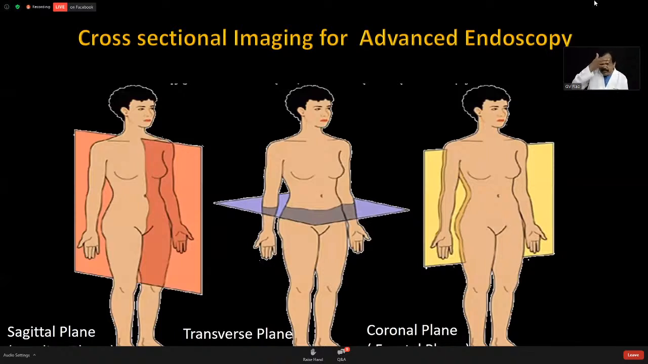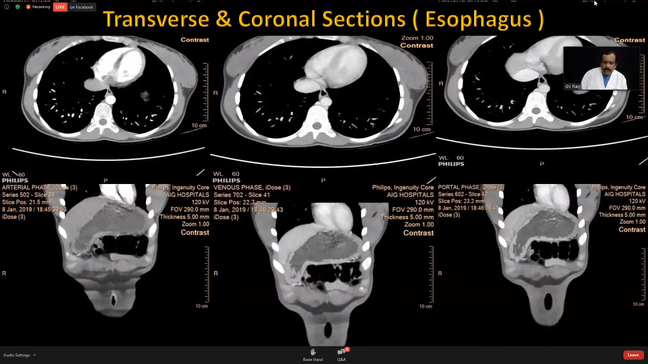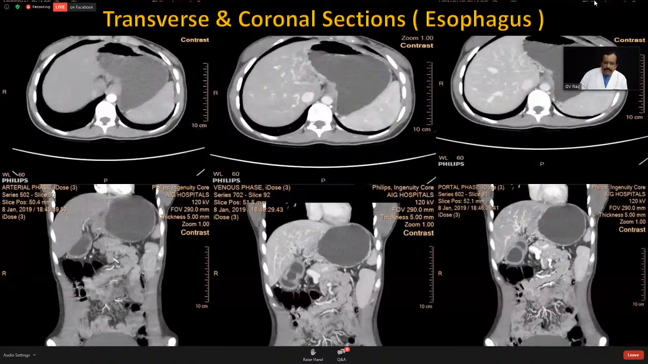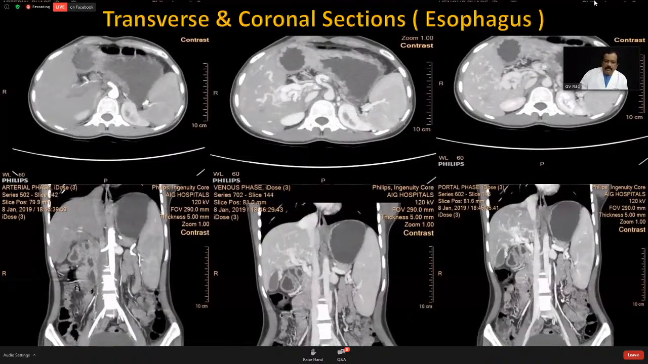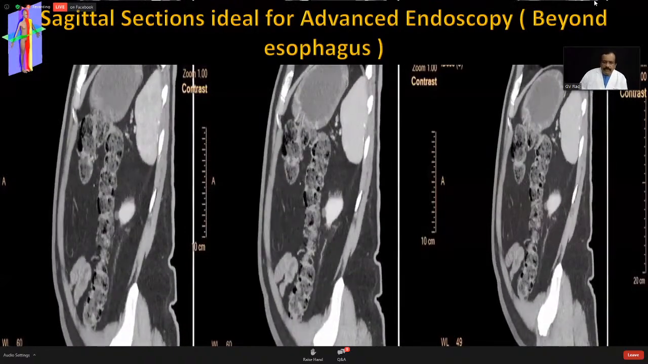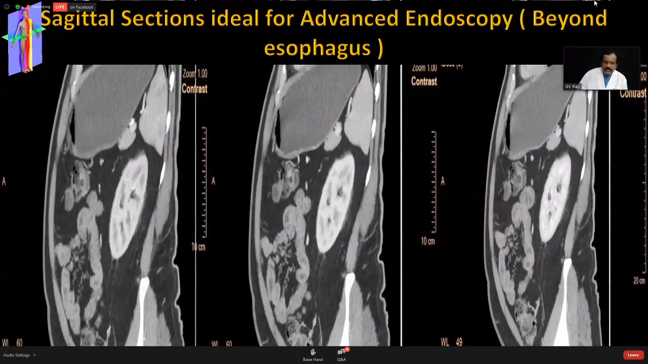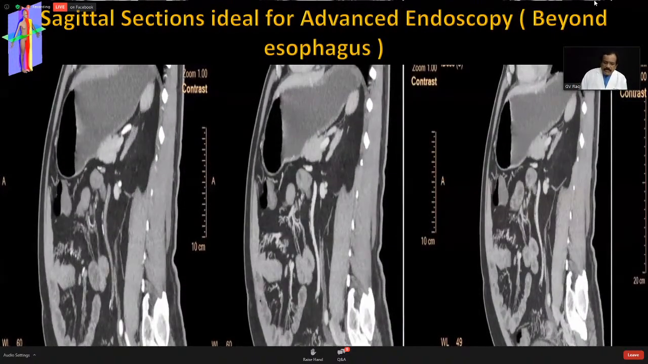Likewise, for cross-sectional imaging for advanced endoscopic procedures, we have the sagittal plane, the transverse plane and the coronal plane. Transverse and coronal sections for the esophagus are very good because we will be able to know the relations of the various pathologies that we encounter during these procedures. But when we go into the abdomen, the sagittal sections are ideal for advanced endoscopic procedures. You can see the direction in which the scope goes, the direction of the pathology and the direction in which we traverse.